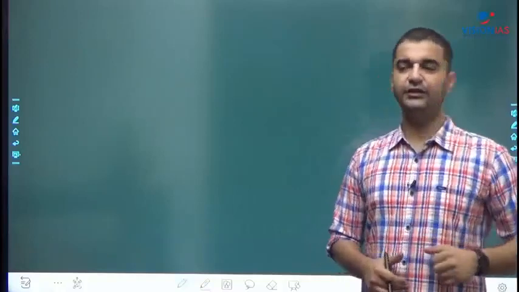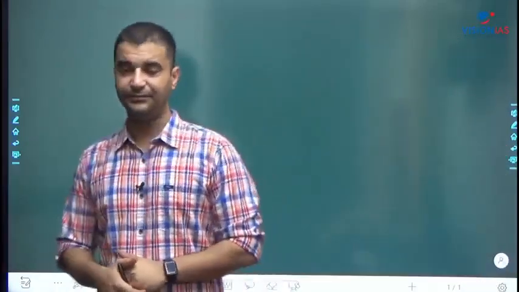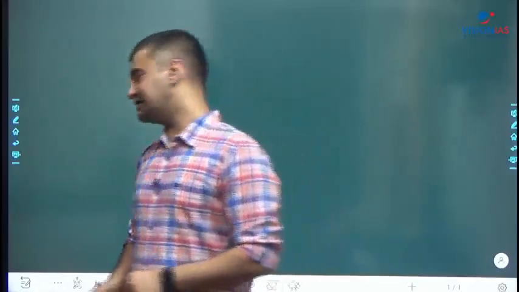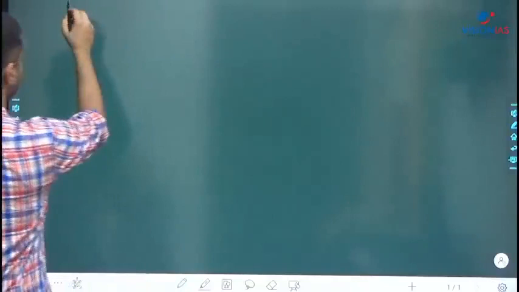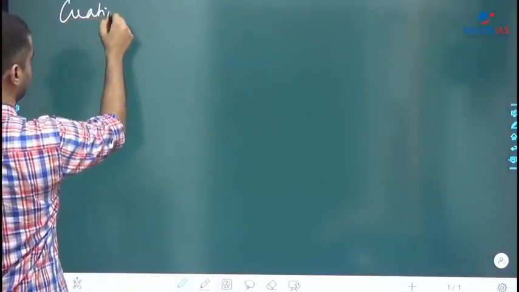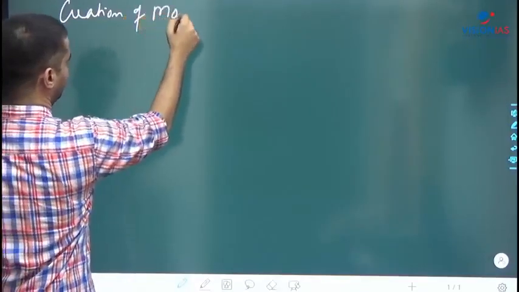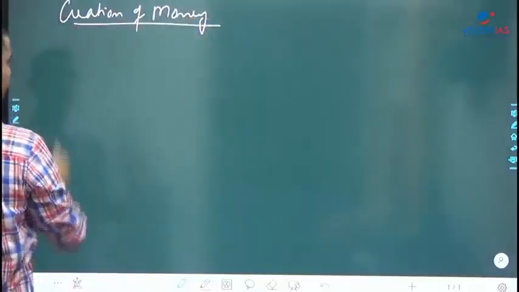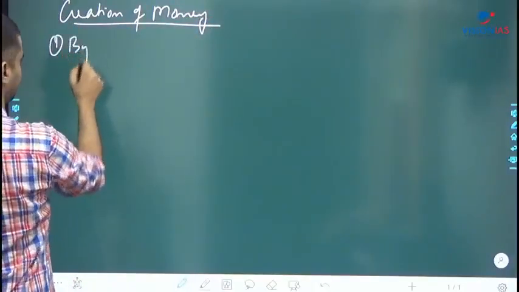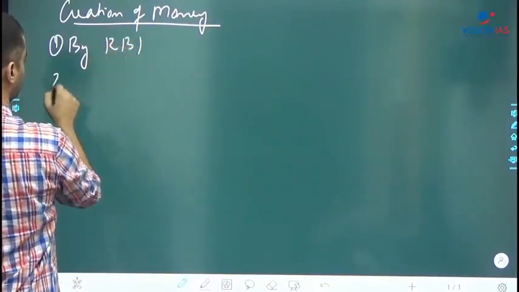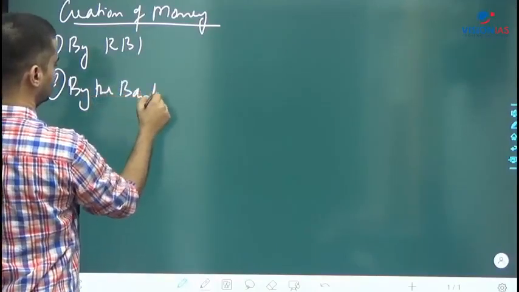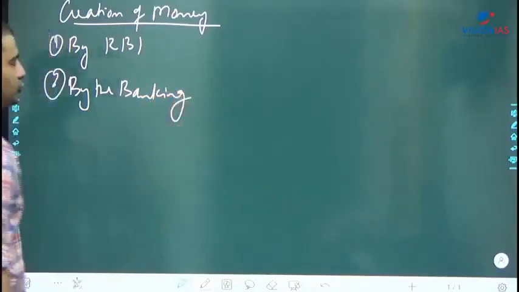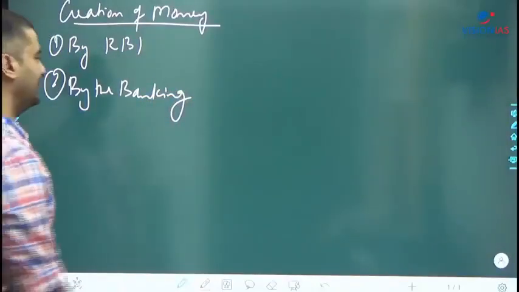After that, we looked at the money creation process. How is money created? We discussed that money creation happens in two ways: creation of money by RBI and creation of money by the banking system. Money is created in two ways, by RBI and by the banking system.